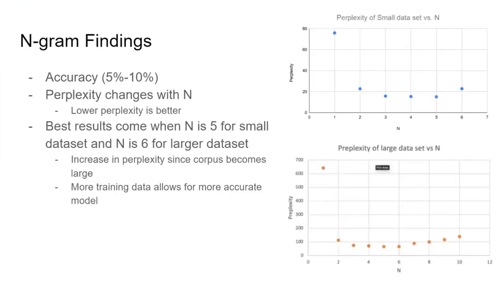Our n-gram findings show that we have testing accuracy between 5 and 10% depending on the datasets. The perplexity shown changes with n. We want to see lower perplexity since that means that the model is less surprised to see the test data. In our model, we see that the perplexity is a minimum when n equals 5 for the small data set, which is on the top right, and n equals 6 for the large data set on the bottom right.